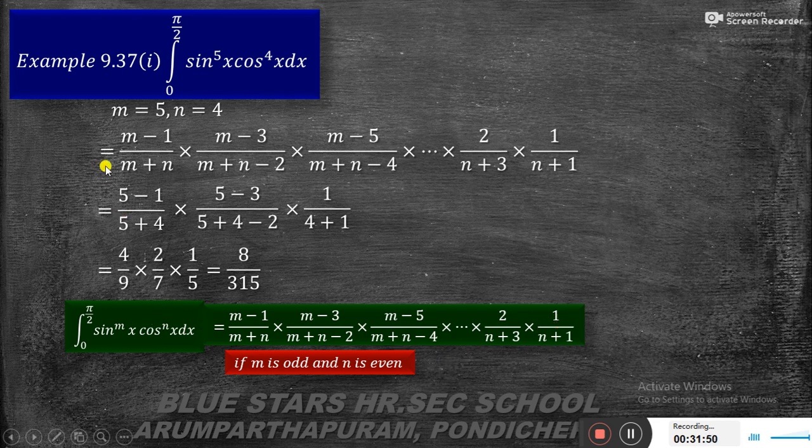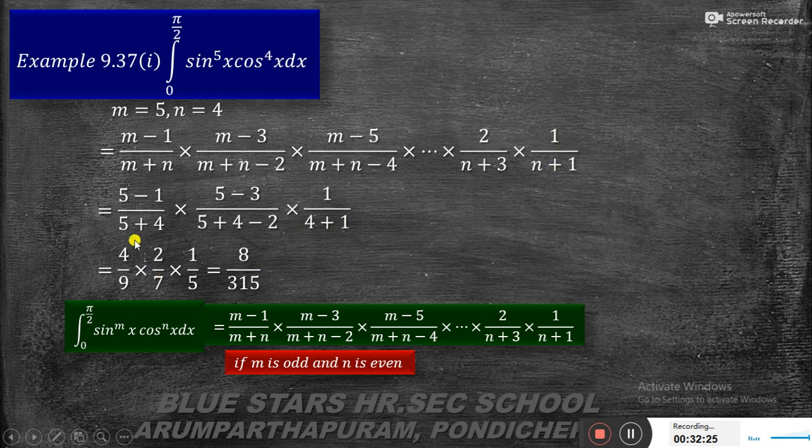So you substitute here, m equal to 5, n equal to 4. You write it: m minus 1 by m plus n, m minus 3 by m plus n minus 2, m minus 5 by m plus n minus 4, up to etc., 2 by n plus 3 into 1 by n plus 1. You substitute m equal to 5, means 5 minus 1 by 5 plus 4, 5 minus 3 by 5 plus 4 minus 2, and next, m 5 minus 5 is 0, so we stop up to this. Next, 1 by n plus 1, n means 4 plus 1.